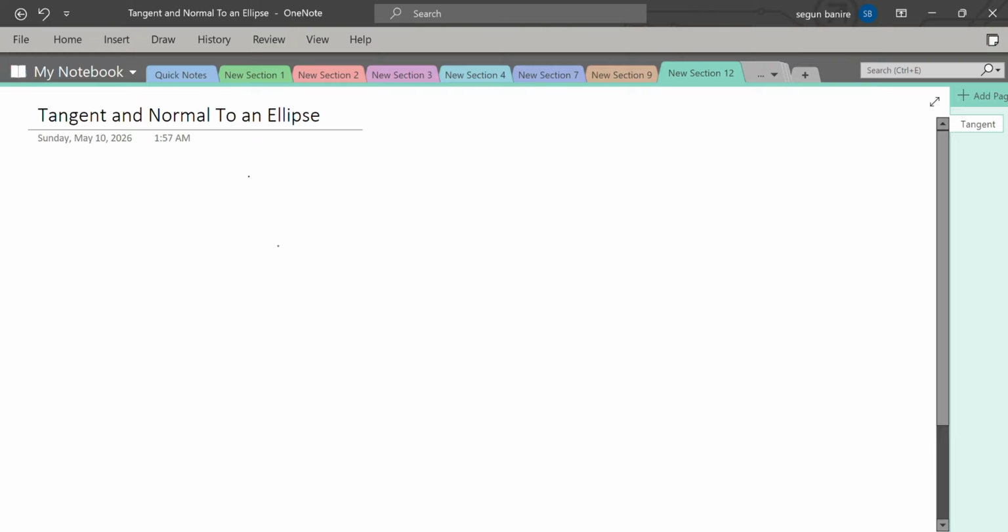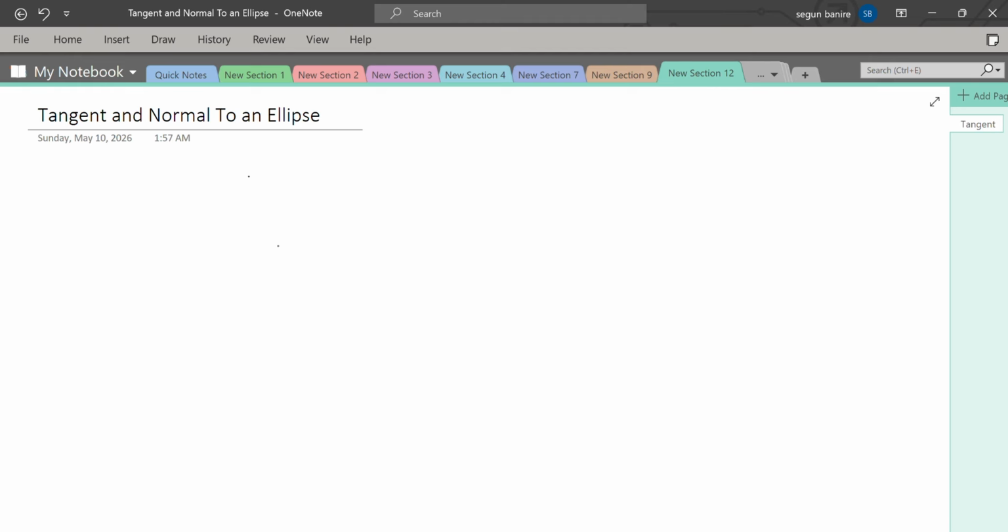Today we'll be looking at tangent and normal to an ellipse. So in our last lecture we talked about what an ellipse is all about, and how to find the foci, directrices, the vertices and all. But in this lecture we'll be concentrating on how to find the tangent and the normal to an ellipse.